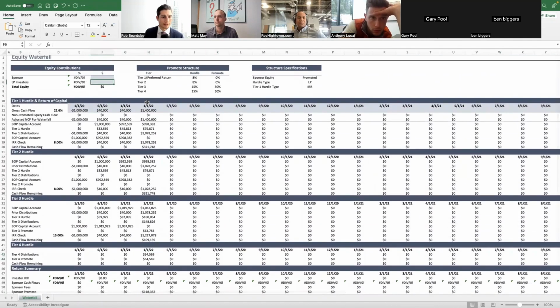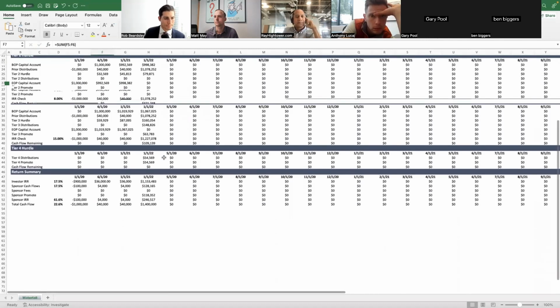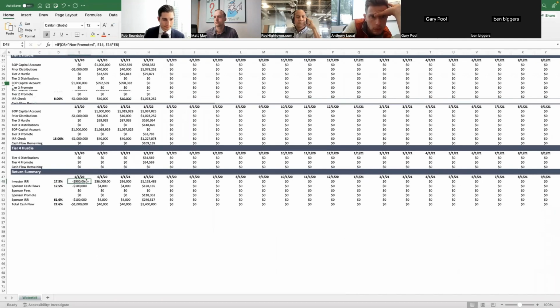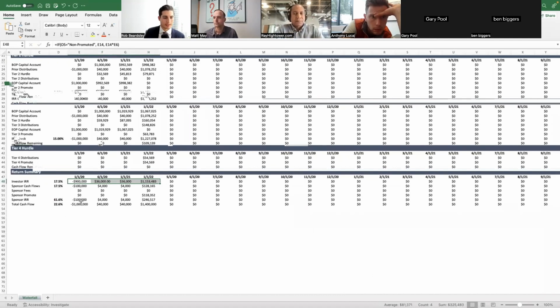And so what we could do here is, let's say on the $1 million investment, the sponsor invested $100,000 and the LPs invested $1 million, right? You can see the final summary. The investor IRR is 17.5%. You can see that's how that turned out. And the sponsor invested $100,000, so they get their pro rata share of the investment plus the promote at the end. So if you blend the promote plus their LP investment, essentially it's a 61.6% IRR.